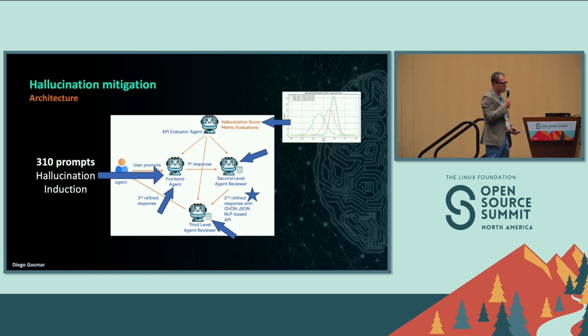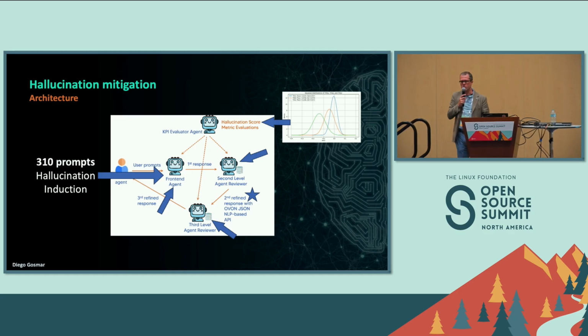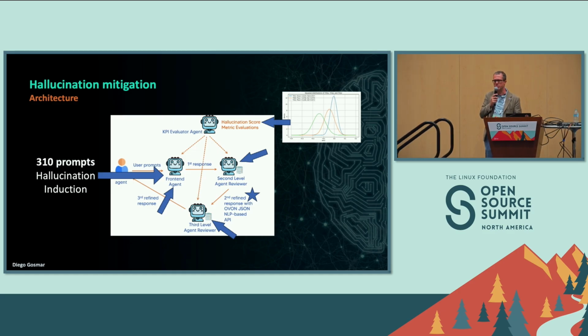And then there was a fourth agent. We called it the evaluator agent, and its purpose was to evaluate a KPI. We call that the total hallucination score at each step, okay? So what's the hallucination score of the response provided by the first agent? What's the hallucination score after the second agent response and after the third agent response?